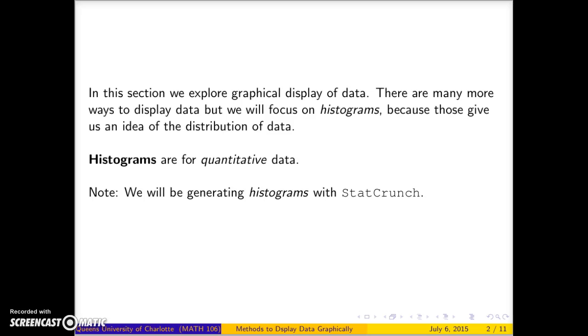We aren't focusing on qualitative data, but for qualitative data, you do something like a pie chart or a bar graph. So the basic ones, which you probably already know of. Some questions I'll ask you to do by hand, but to draw the histograms, we will be doing that through StatCrunch, which is a computing program that comes with my stat lab. And I talked about this a little bit in my stat lab tutorial video.